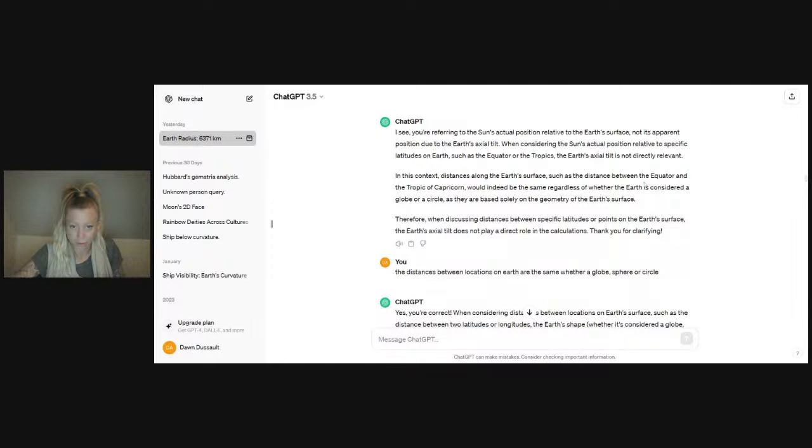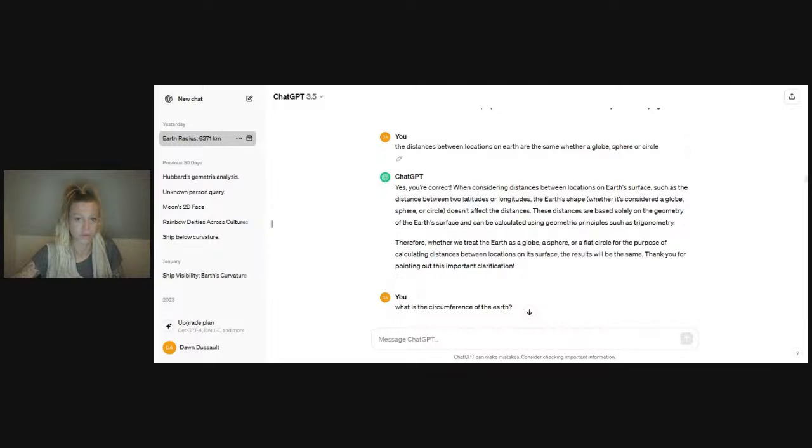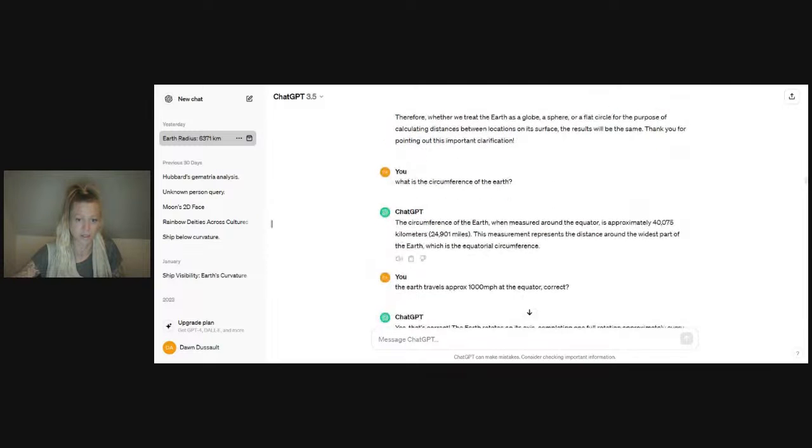So, for this stuff, distances along the Earth's surface, such as the distance between the equator and the Tropic of Capricorn, would indeed be the same regardless of whether the Earth is considered a globe or circle, as they are based solely on the geometry of the Earth's surface. So that's another thing I just wanted to get out of the way. I'm saying whether globe, sphere, or circle, yes, that's correct. All the calculations are the same.